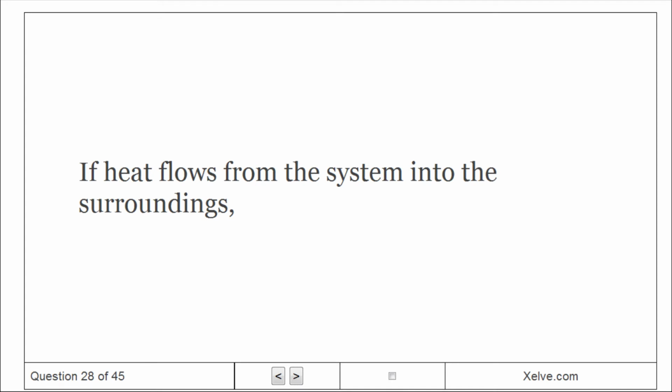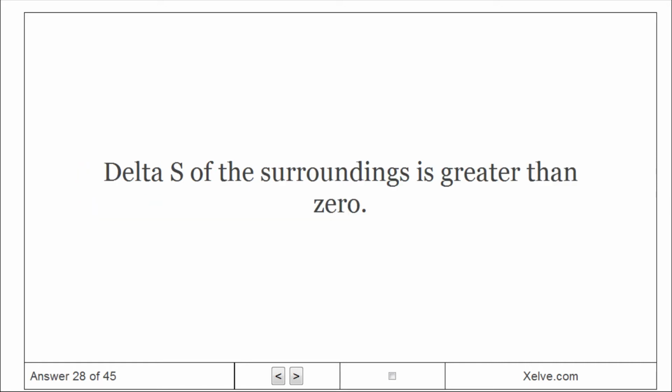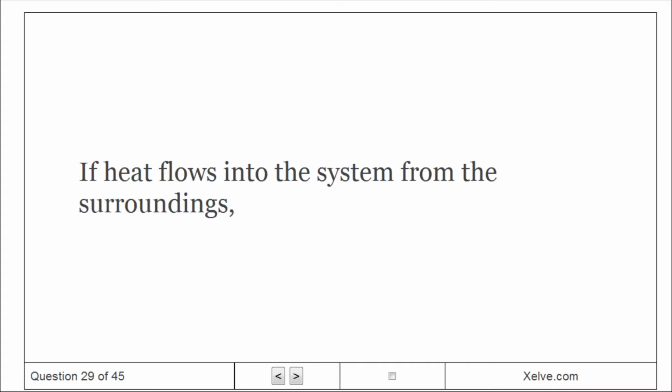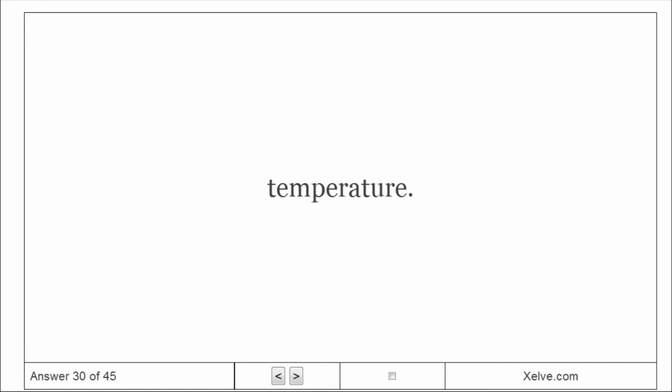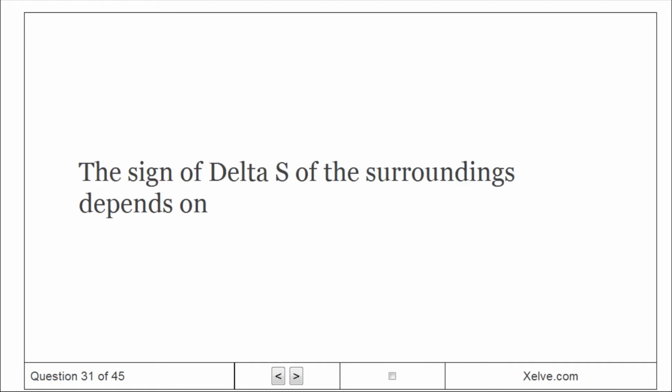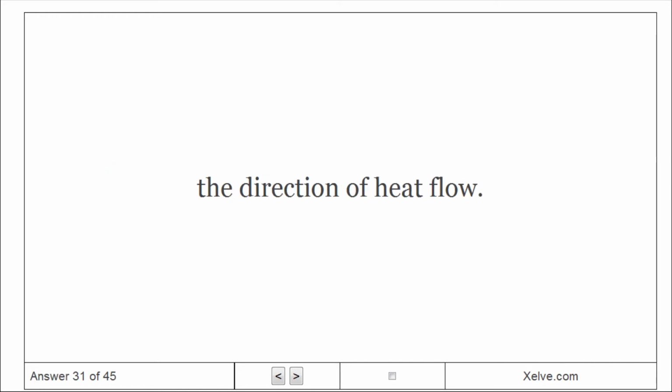If heat flows from the system into the surroundings, delta S of the surroundings is greater than zero. If heat flows into the system from the surroundings, delta S of the surroundings is less than zero. The magnitude of delta S of the surroundings depends on temperature. The sign of delta S of the surroundings depends on the direction of heat flow.